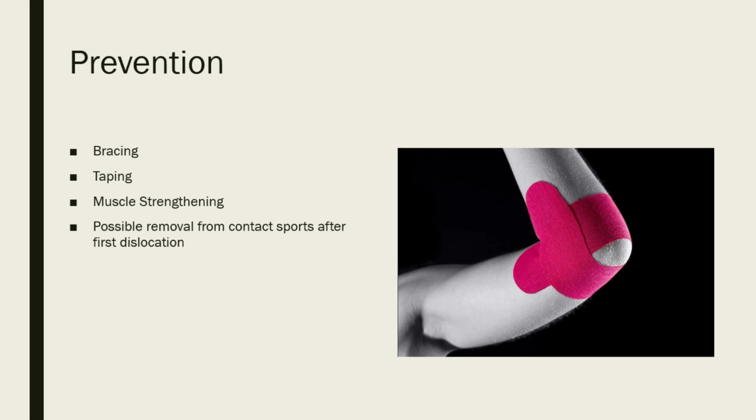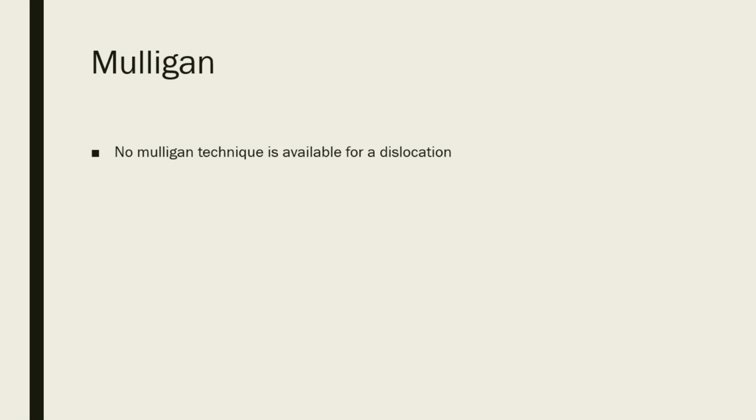motion. Types of prevention we can do include bracing, and this tape job you see right here is a way to stabilize the joint and try to keep everything in place. Also strengthening the muscles around it to stabilize the entire joint. And after their first dislocation, you may need to remove them from big contact sports such as football and rugby. There was no Mulligan technique for an elbow dislocation.